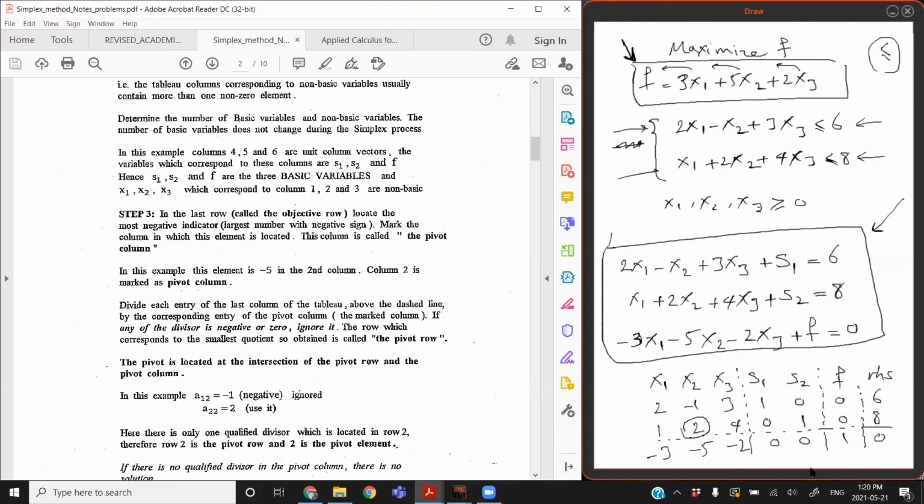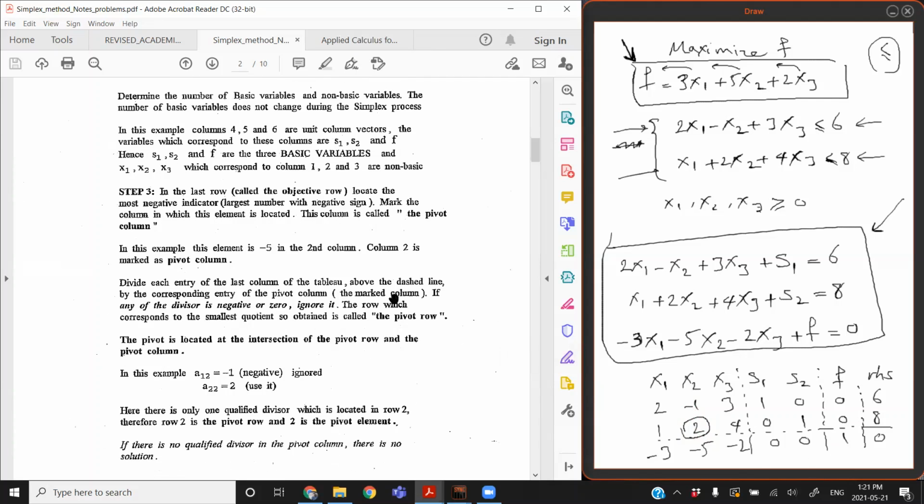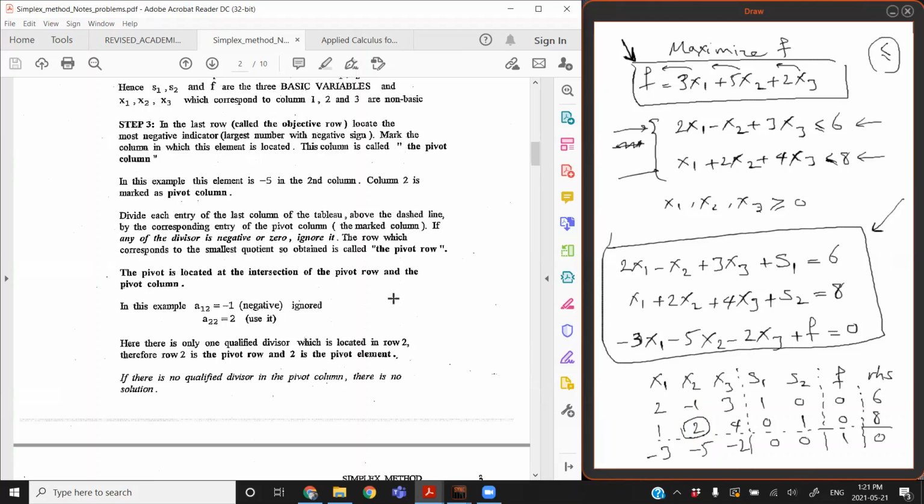In this case, this cannot be a pivot position because it's a negative number. You only look at the positive ones. Is it clear, or do you want me to explain that again? Can you explain it again, please? Yeah, so you're supposed to find a pivot position and then turn that into a 1. Yes, how do you find your pivot position?